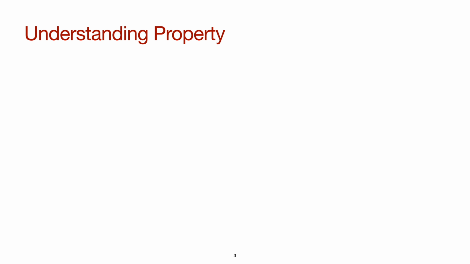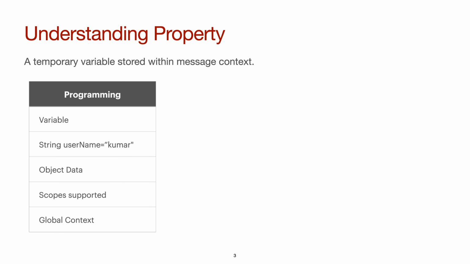So, before we dive into property mediator, let's understand the simple concept that every developer is already familiar with: variables, or a property. A temporary variable stored within a message context is called a property. So if you have worked with programming languages like Java, Python or JavaScript, you have probably written something like string username is equal to comma. Here, username is a variable that stores a value which can be accessed and reused throughout the application.